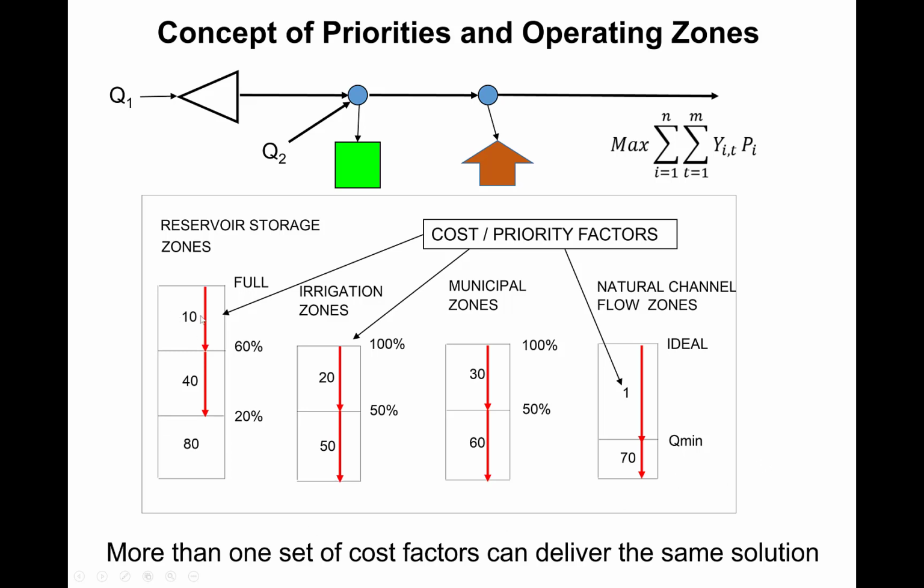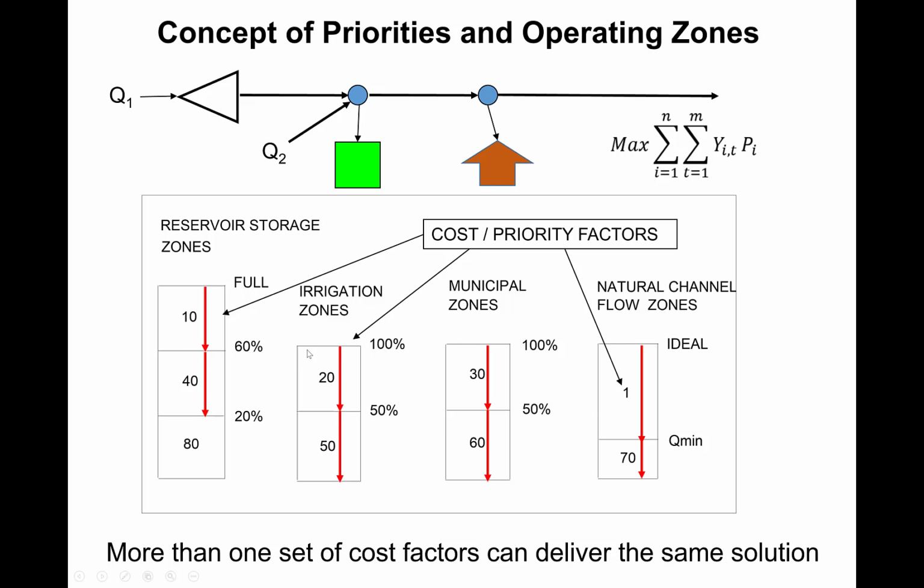If you multiply all these weight factors or priority factors with the same number, or if you divide them with the same number, as long as their relative difference between them remains the same, they would produce the same flow solution. If you, for example, change the priority factor in the second zone of the reservoir from 40 to 41, you will still get the same flow solution. So there is more than one set of cost factors that can deliver the same solution.